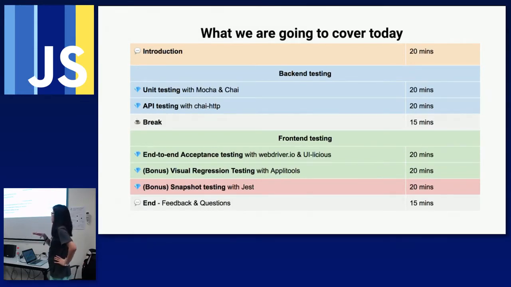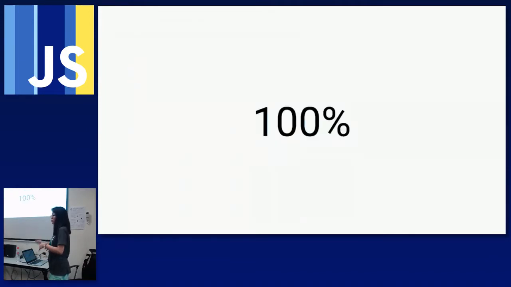And we're also going to cover end-to-end testing with WebDriver I/O, and also using UIlicious. And bonus materials, because we have a few interesting guests at JSCOM, so we'll grab them and also ask them to do some demonstration of testing with Apple tools as well as JS. So I think to start off, how do we get to 100% testing? It's sort of like this mythical end of the rainbow that you will never reach, but we're going to try.